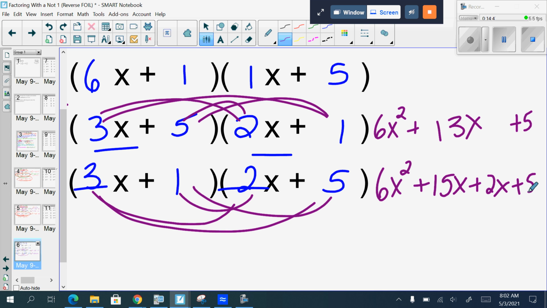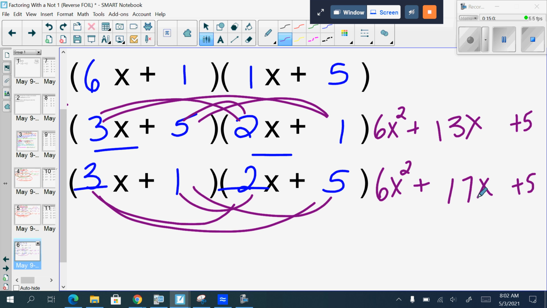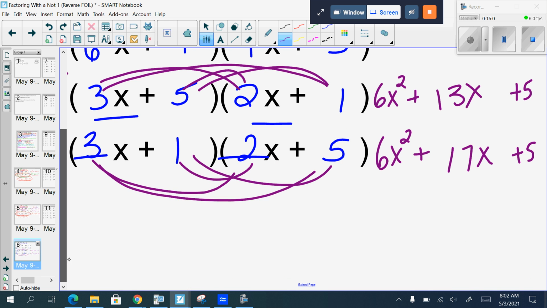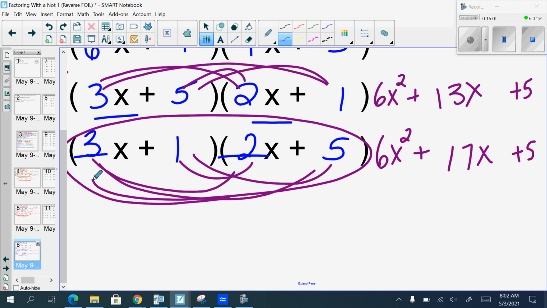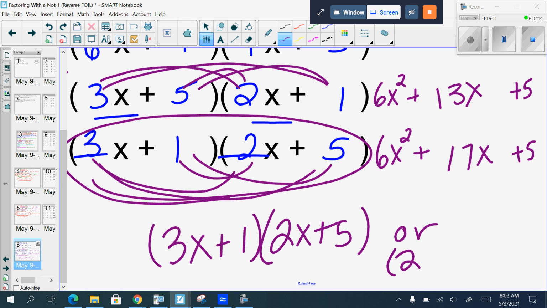Again, you already know first and last are going to work because you set it up that way on purpose. The outer and inner this time, 15x plus 2x, gives me 17x. And that's what I wanted, right? Go back to the question. 6x squared plus 17x plus 5 is what we were trying to factor. So we know this one is the right answer. I'm going to write it a little nicer down here: 3x plus 1 times 2x plus 5. Again, it would be okay to have the 2x plus 5 first, and then 3x plus 1.